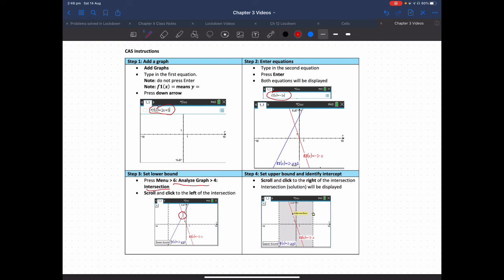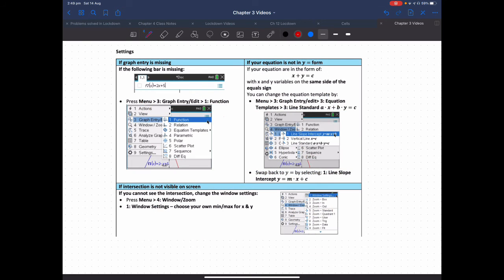It will then ask you to do the upper bound, so you move it, the dotted line, to being after the point of intersection. Again, it doesn't matter how close you are, and press enter. You can see the intersection is beginning to show here. When you press enter, it will write the point there, -1, 3.